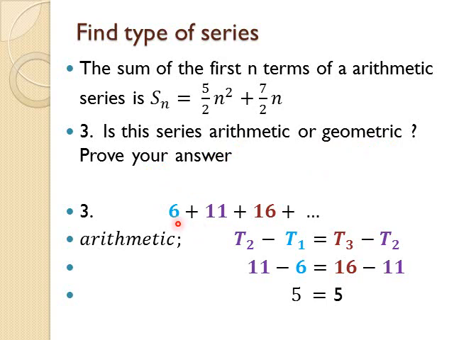So in the previous slide, we got 6, 11, and 16. Right, if I say 16 minus 11, it gives me 5. 11 minus 6 gives me 5. So therefore, I can state that it's arithmetic. So term 2 minus term 1 equals term 3 minus term 2. So 11 minus 6 equals 16 minus 11, so 5 equals 5.